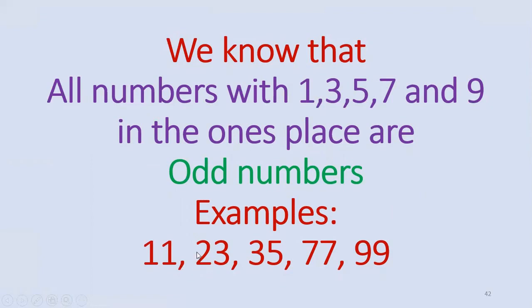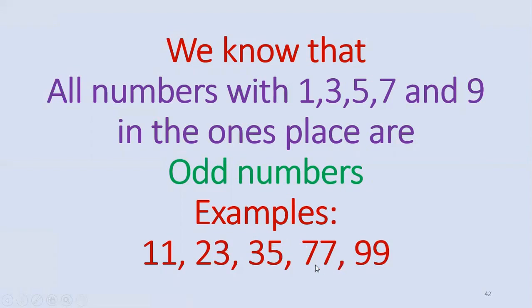Then we move to the next number, that is 23. Again in the ones place, number 3 is there. So it is also an odd number. Next number, it is 35. So again in the ones place, which number is there? It is 5. So it is also an odd number.